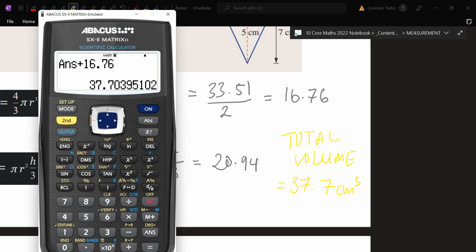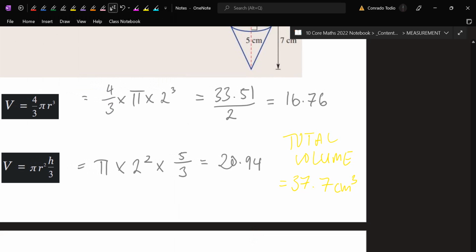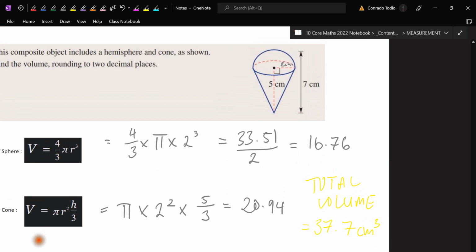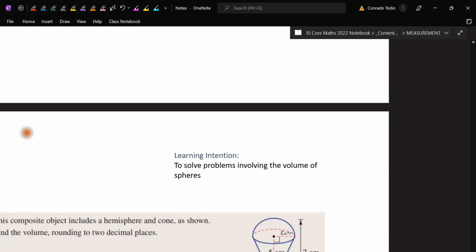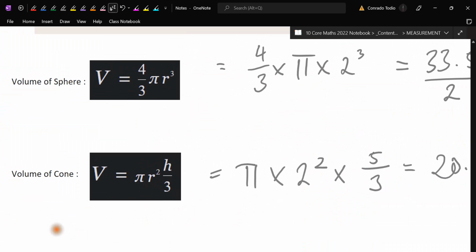All right, any questions? Volume, I think, is probably a lot easier than surface area. Just find the area of the face, multiply it by the height. If you come across the sphere or the cone, just use those two formulas there. Okay, that's all it is.